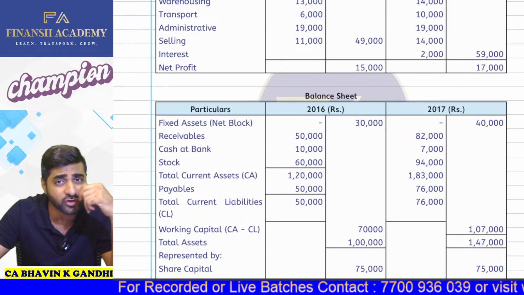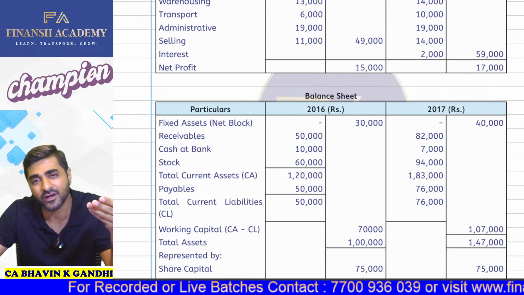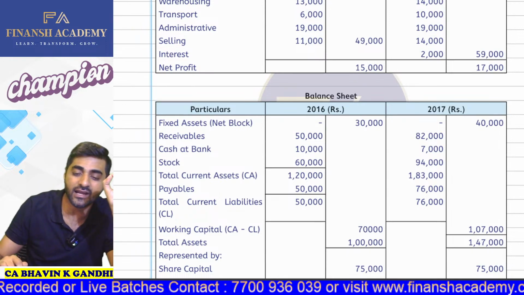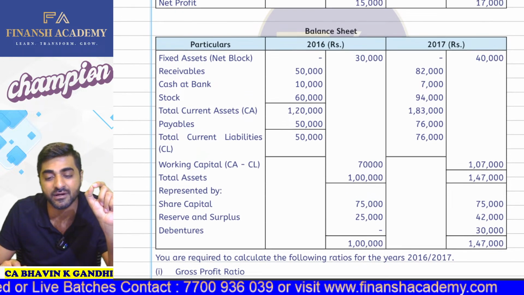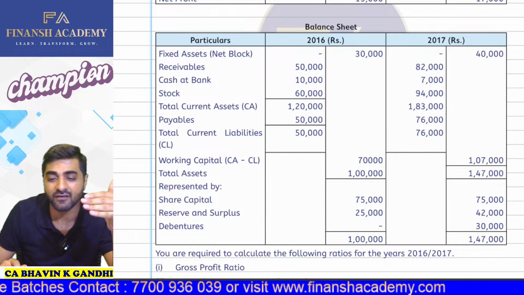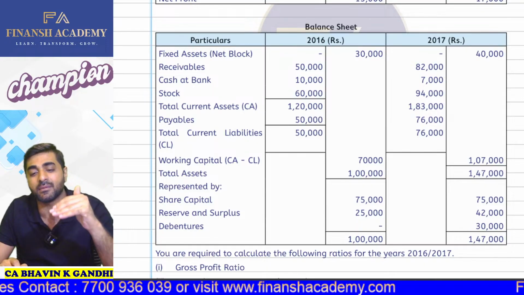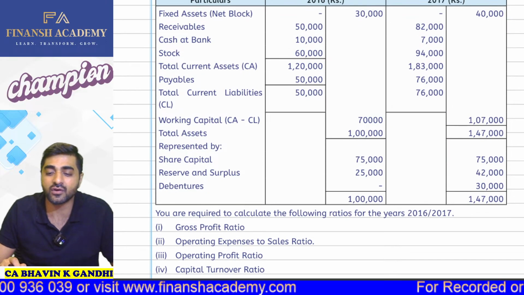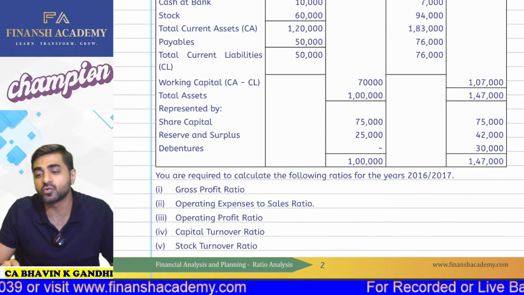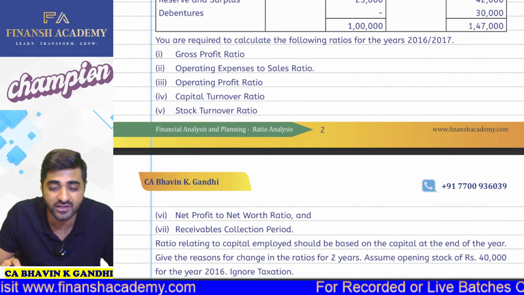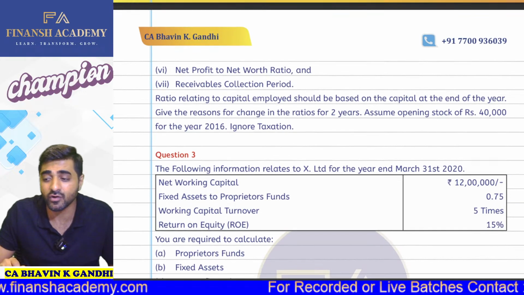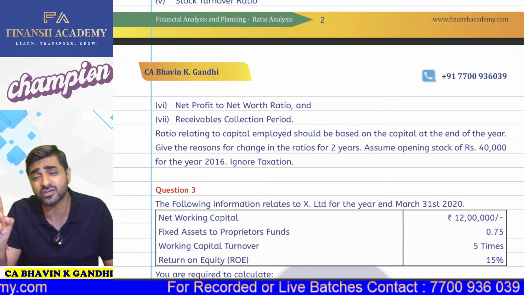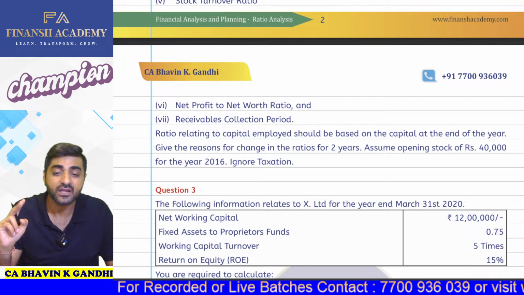Then we have receivables, which are also known as the debtors. We have cash at bank. We have stock. Then after that, we have total current assets. Then we have payables. Then there is total current liabilities. Working capital, that is CA minus CL, after which we have total assets, which is represented by share capital, reserves and surplus, and debentures. You are required to calculate the ratios for the years 2016-2017. So my dear students, in this particular question, we are required to calculate the ratios for 2 years. So we are required to calculate the ratios for 2016 also and for the year 2017 also.